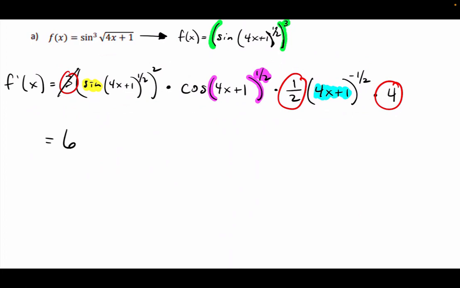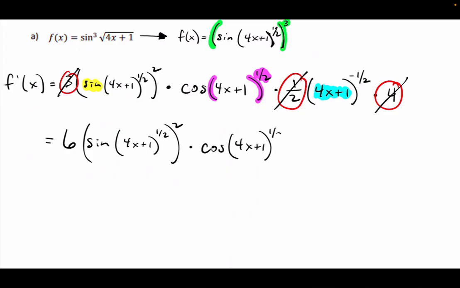Okay, then I cross these out just to show that I've done it. And then I'm going to write what I have left that I haven't crossed out. Okay, so I have a sine squared 4x plus 1 to the 1/2 power. And then I have a cosine 4x plus 1 to the 1/2 power. And then I have a 4x plus 1 to the negative 1/2 power.